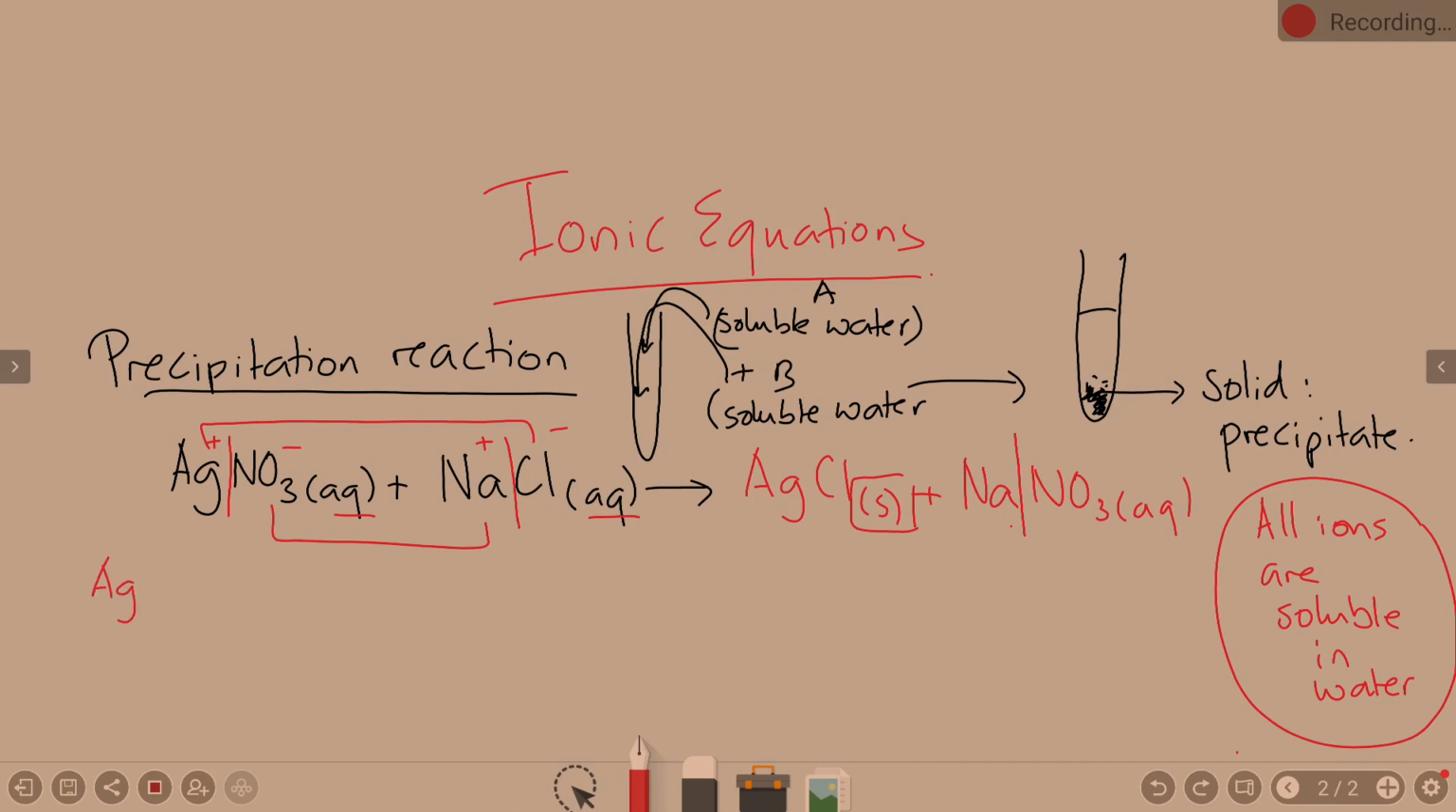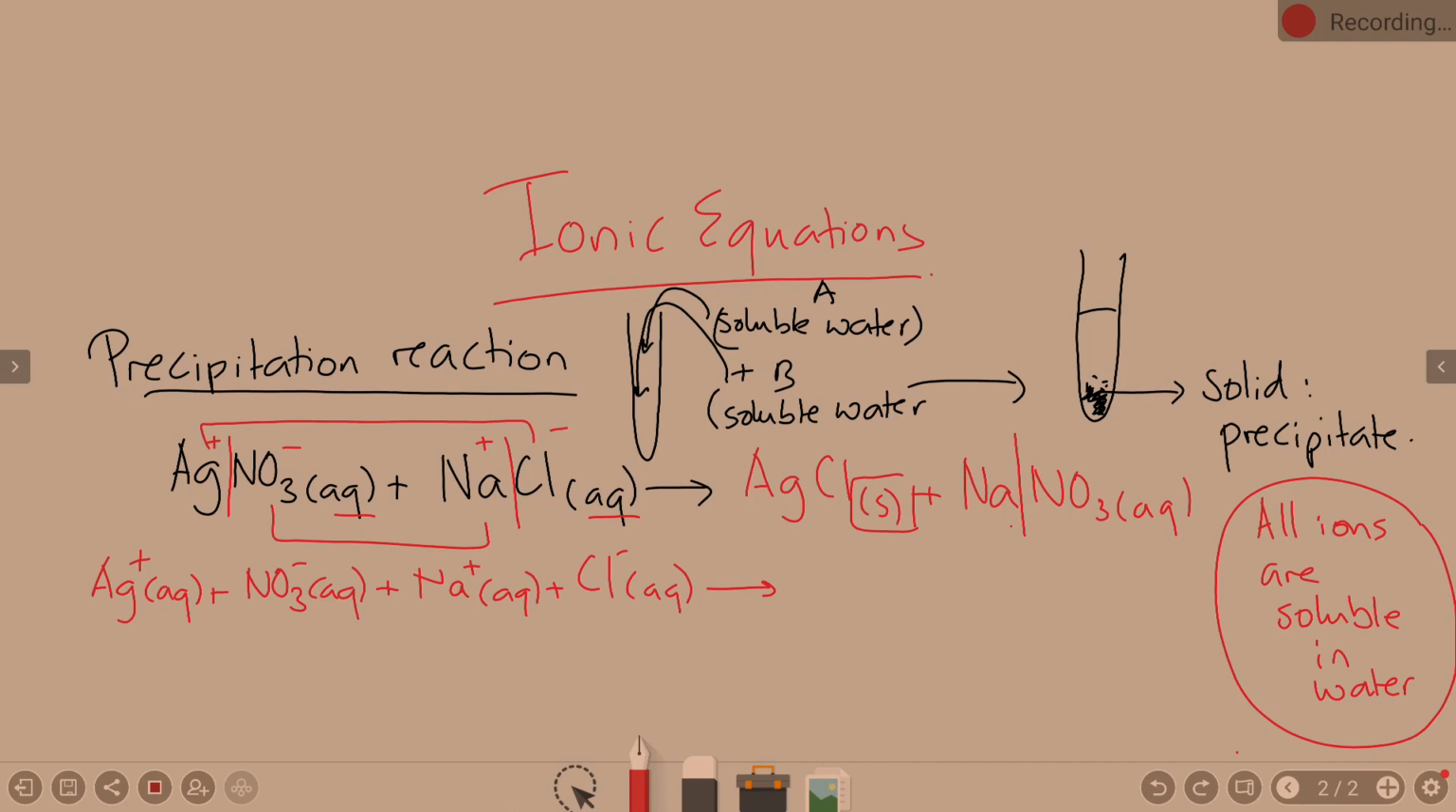So this is going to form Ag plus aqueous. You always follow it with aqueous, that means it's soluble in water, plus NO3 minus, which is aqueous, plus Na plus, which is aqueous. Before that, Cl minus, which is aqueous.